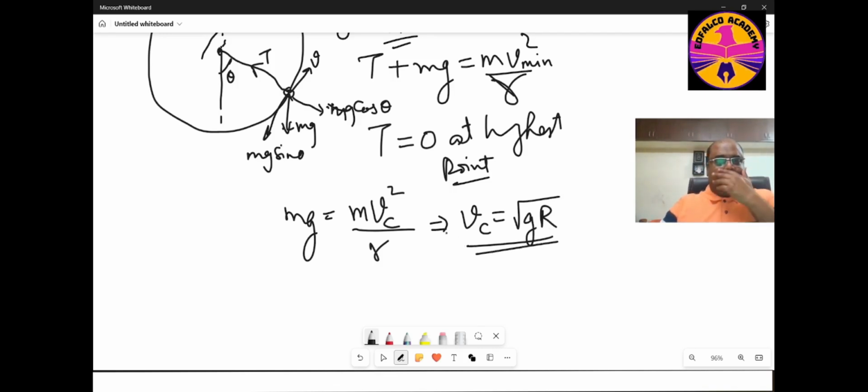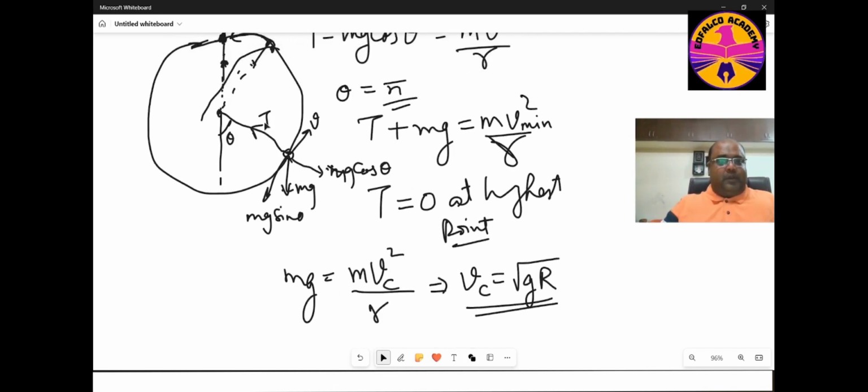So this is one case where your velocity at the top should be at minimum root under gr, such that even with zero tension at the top, the string is not getting slack, and the body is not falling off the trajectory. So it is just completing the trajectory. So now this is your VC.